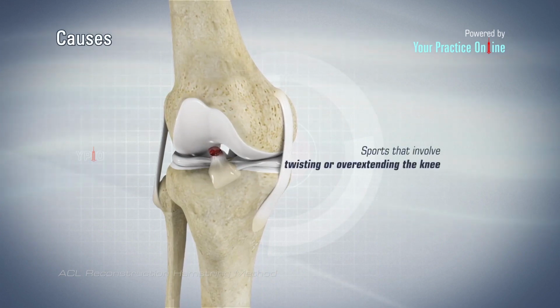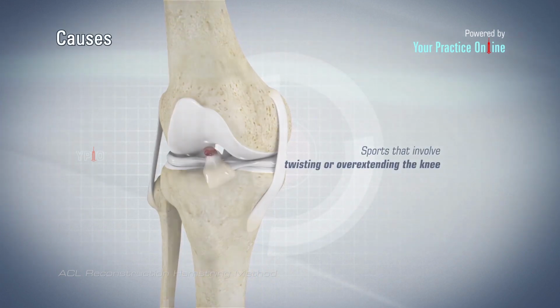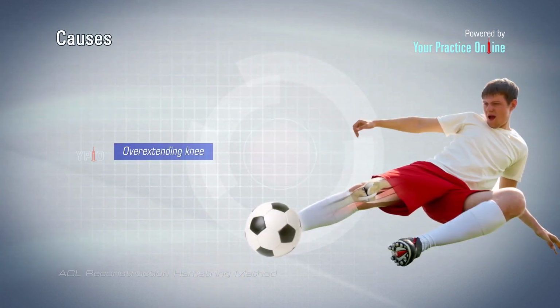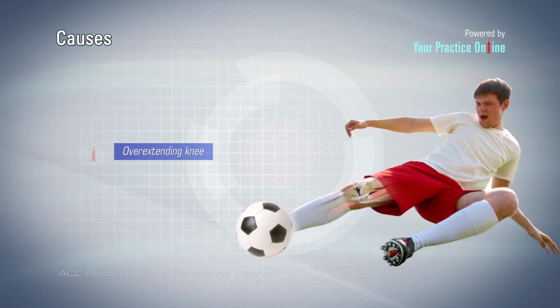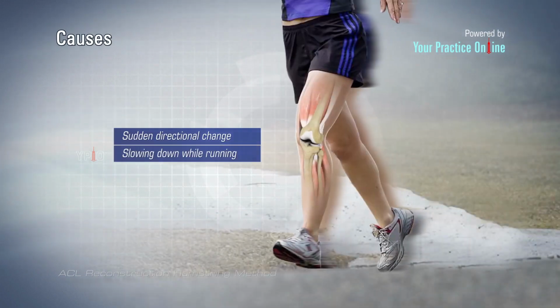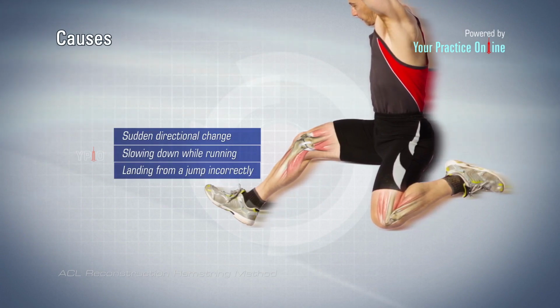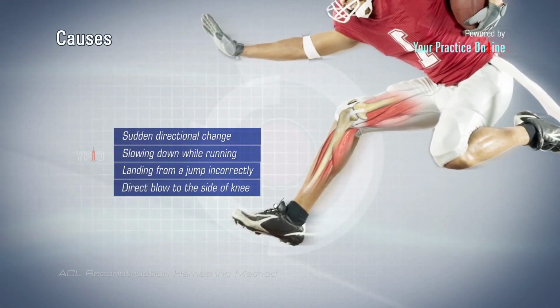Causes. An ACL injury most commonly occurs during sports that involve twisting or overextending your knee. An ACL can be injured in several ways. Sudden directional change, slowing down while running, landing from a jump incorrectly, direct blow to the side of your knee, such as during a football tackle.